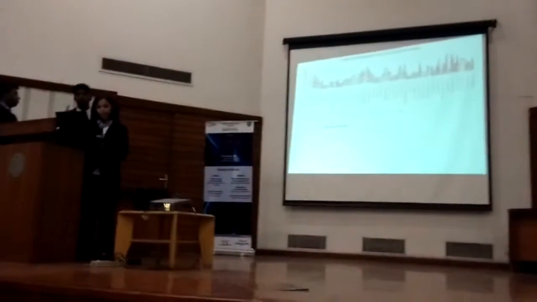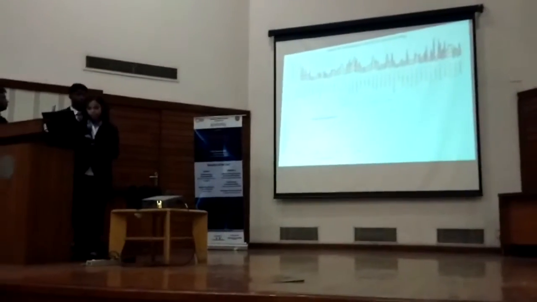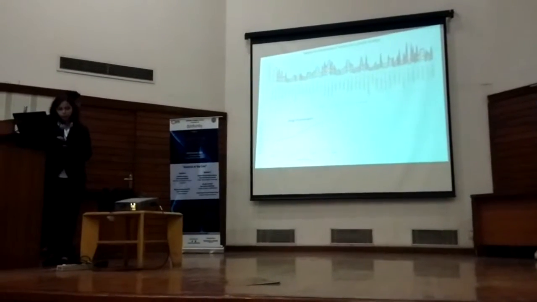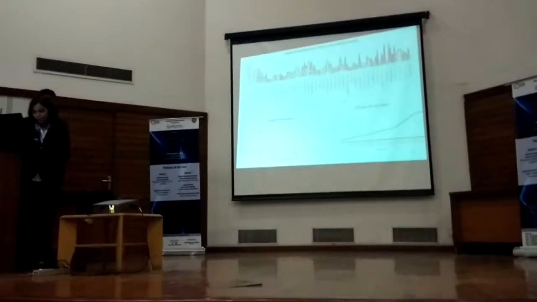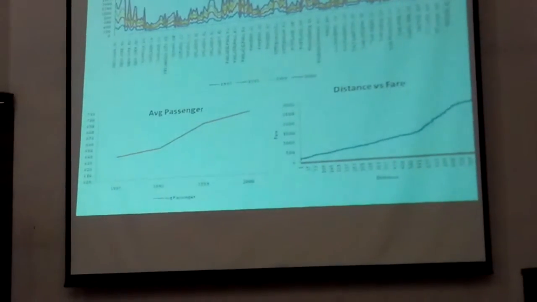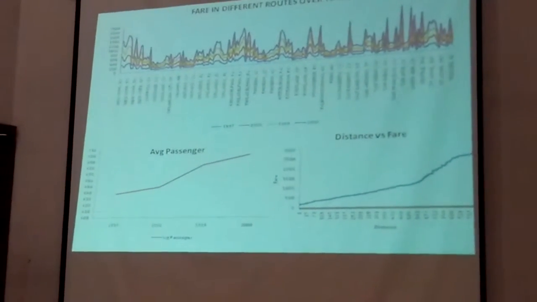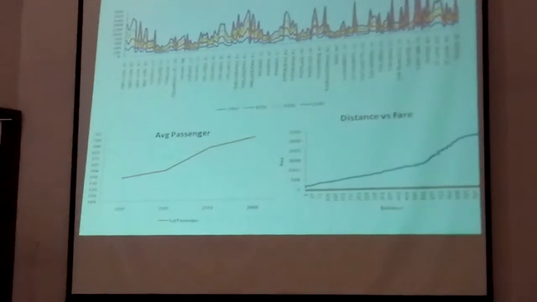The next graph that we have is of average passengers, and it was observed that in all the routes, the average number of passengers over the years was increasing. The next graph is for distance versus fare, and it was shown that it was following a non-linear trend. This is one of the reasons that in the next slide, in our regression result, we have taken distance square as a factor because it captures the non-linearity.